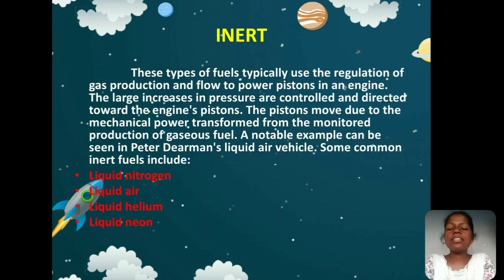Then what is meant by inert? Inert means it does not react, isn't it? These types of fuel typically use the regulation of gas production and flow to power a piston in an engine. The large increase in pressure is controlled and directed towards the engine piston. The piston moves due to the mechanical power transfer from the monitored production of gaseous fuel. A notable example can be seen in Peter Dearman's liquid air vehicle. Some common inert fuels include liquid nitrogen, liquid air, liquid helium and liquid neon.